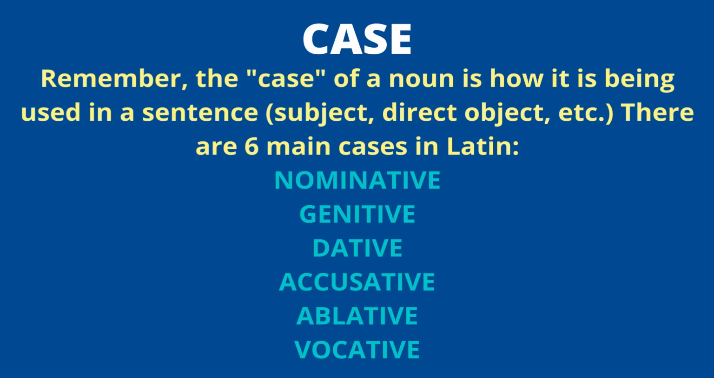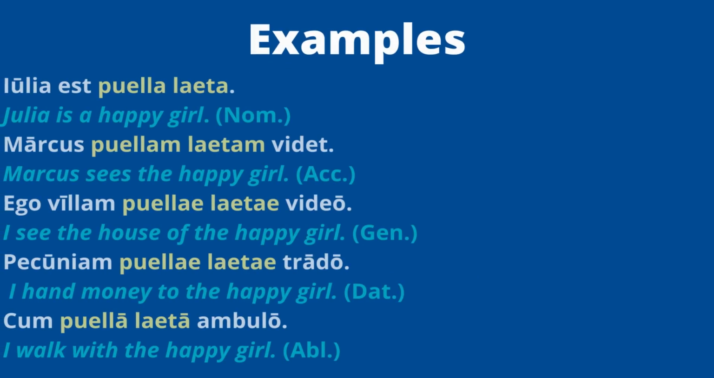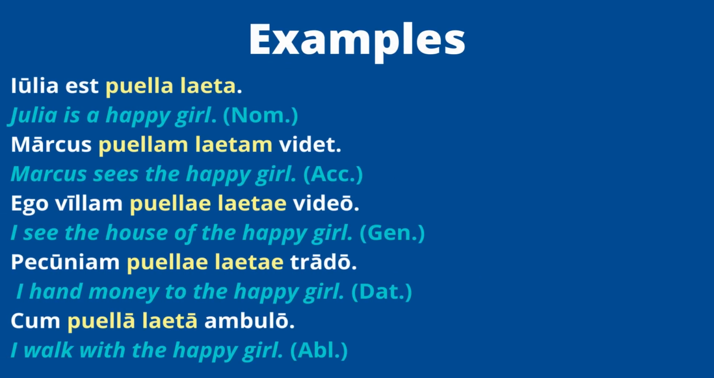So when we say the case of a noun or an adjective, this is what we're talking about. So if you have a noun that's nominative, the adjective needs to be nominative. And if your noun is genitive, your adjective needs to be genitive. It's pretty straightforward. It has to be the exact same, right? So here's an example. In the first line, we have Julia est puella laeta, right? Julia is a happy girl. Puella and laeta are both nominative. Then we have Marcus puellam laetam videt. Marcus sees the happy girl.